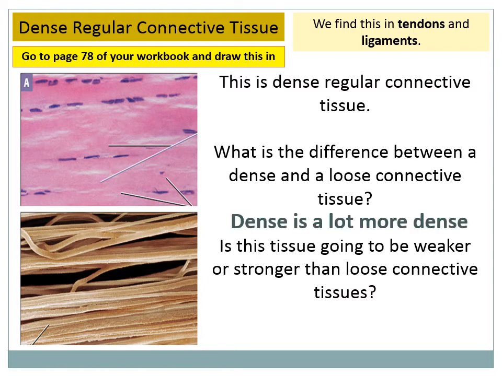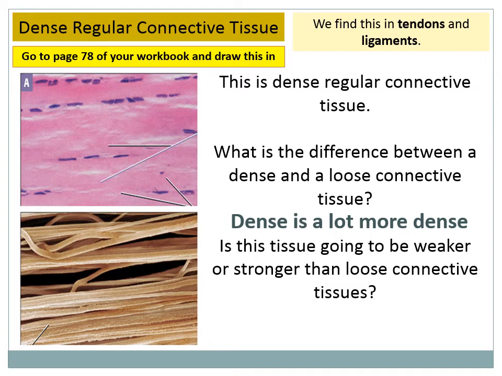Yeah, dense is a lot more dense. So dense connective tissue is extremely dense. Everything is more packed together. In loose connective tissue, things are more separate. They're a little further apart. They're a little more fluid. So dense are packed together.